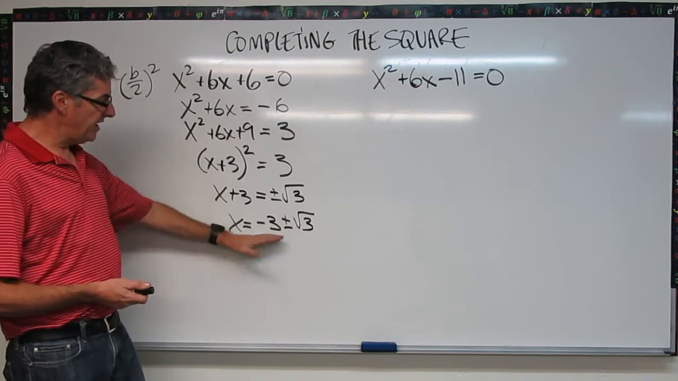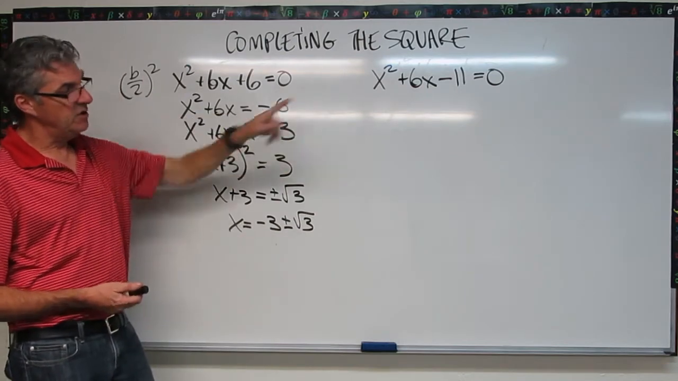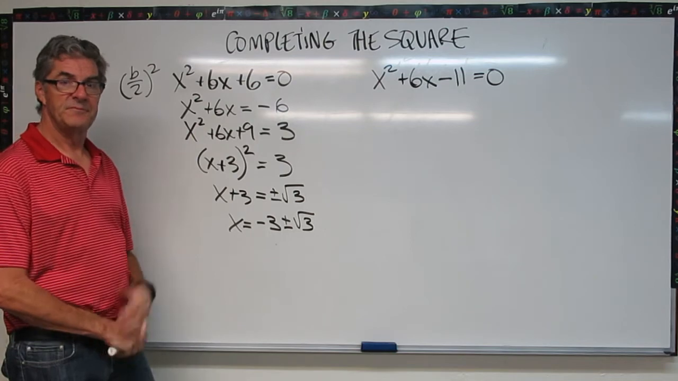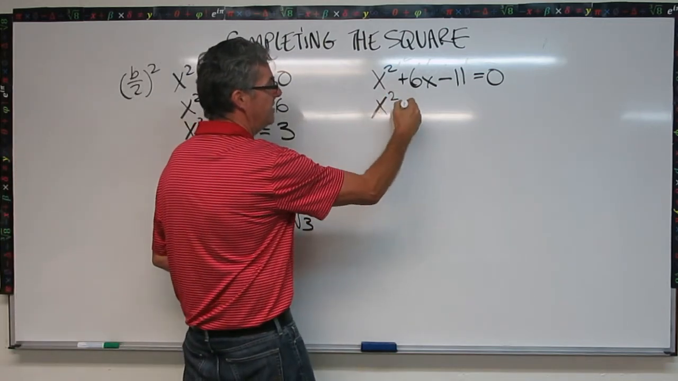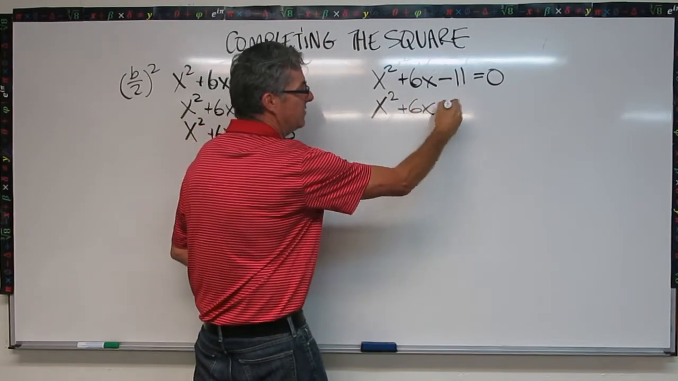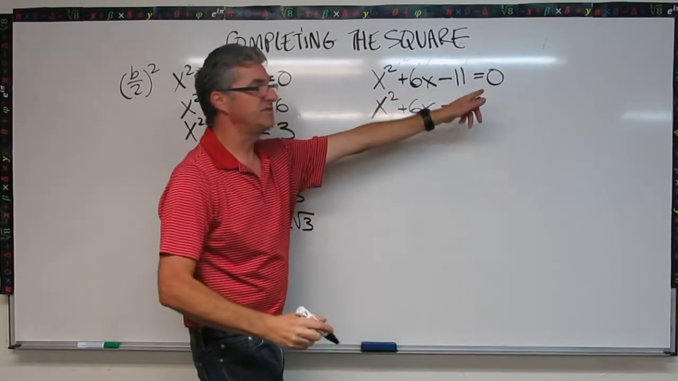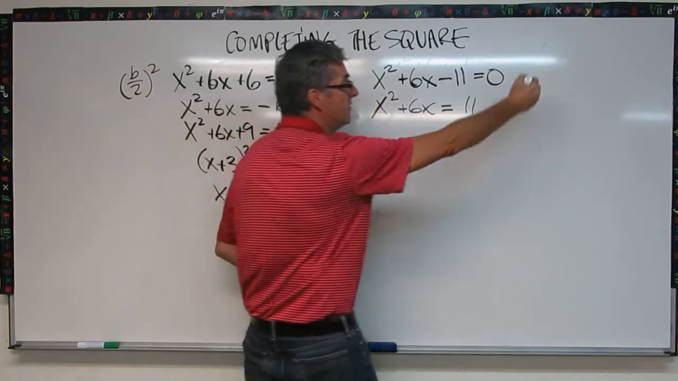Okay, now if you feel like that gave you the tools you need, pause the video and try that one. Okay, let's see how you did. X squared plus 6x equals 11. I moved my constant over. Now figure out my b over 2 squared.